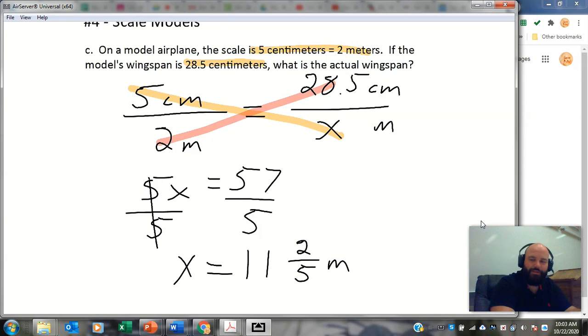So 11 and 2/5 meters. Or, since we had decimals in the original problem, you could say 11.4 meters, and that would be fine too.